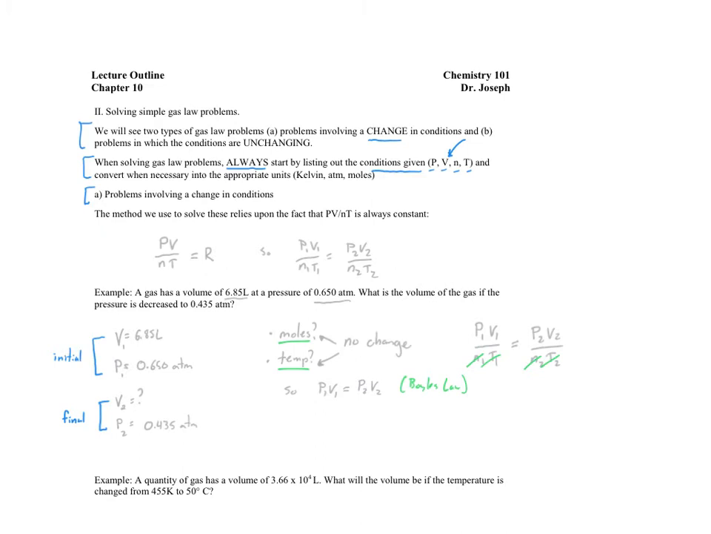Now, how do we actually go about solving this? Well, we need to solve this equation for V2. So let's isolate V2, plug in the values of V1, P1, and P2, and then we will have our new volume.